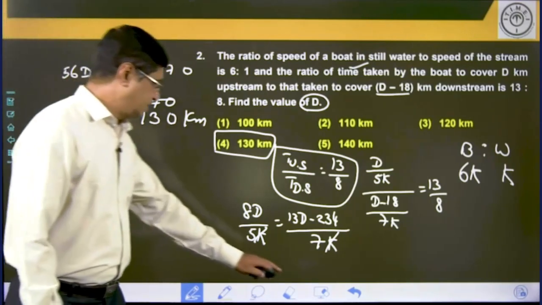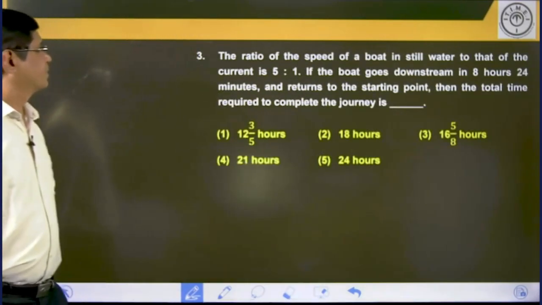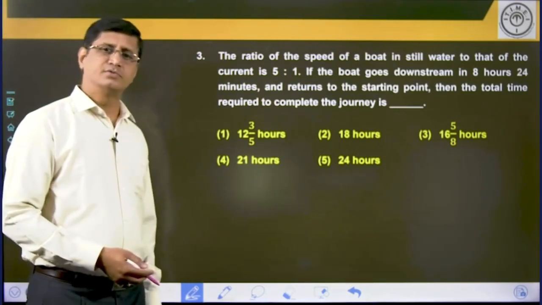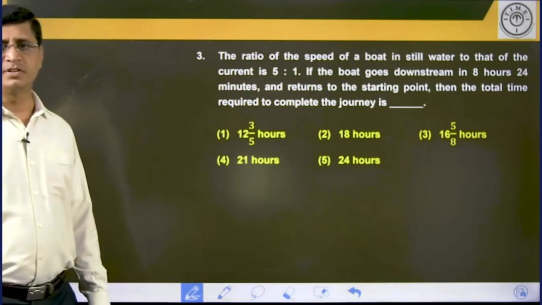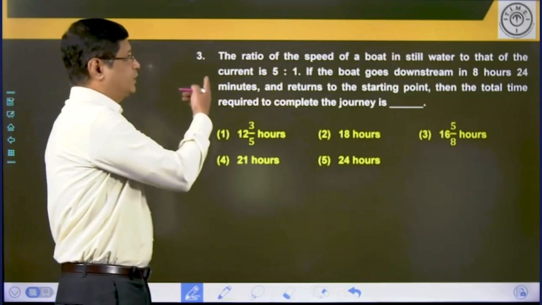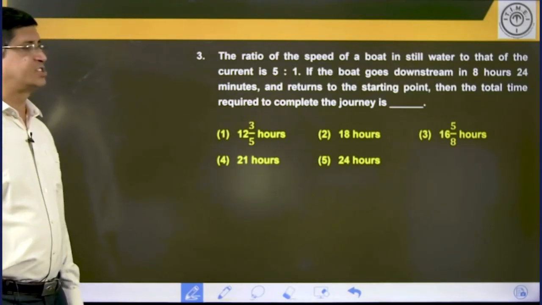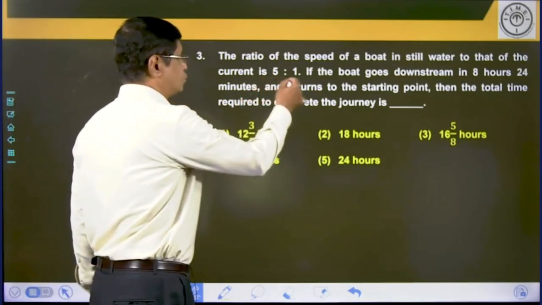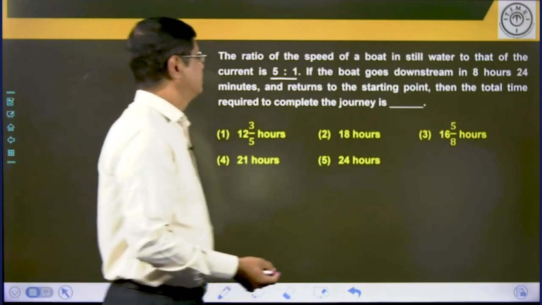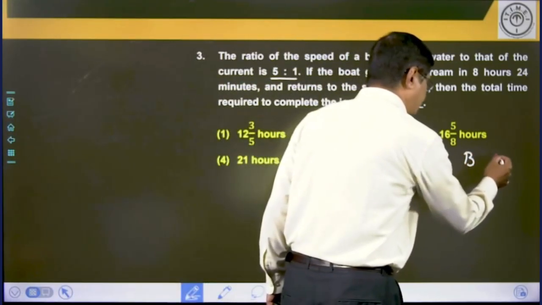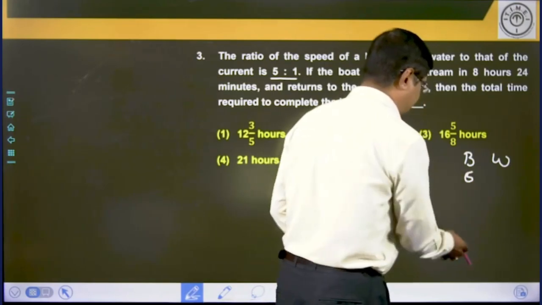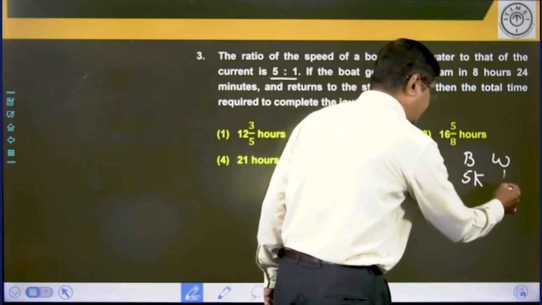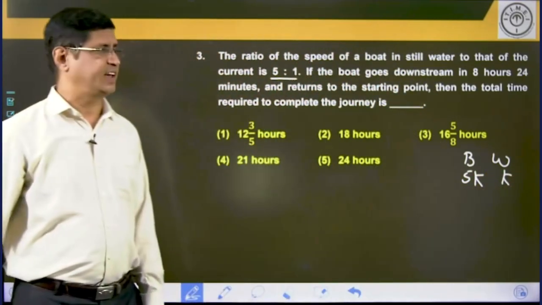Okay. Now look at the next example. My dear students, whenever you want, just pause the video and solve it yourself, then observe the explanation. Look at this one. The ratio of the speed of a boat in still water to that of the current is 5:1. So 5:1 is the speed ratio. Boat and water, that is 5:1. 5:1 means here I am taking 5K and 1K. If you are interested, you can use 5x and x.